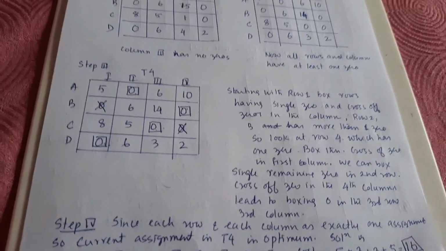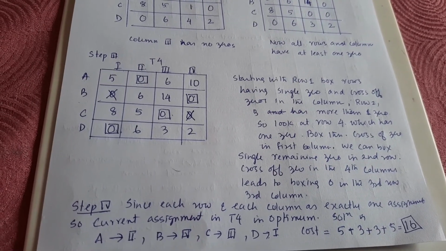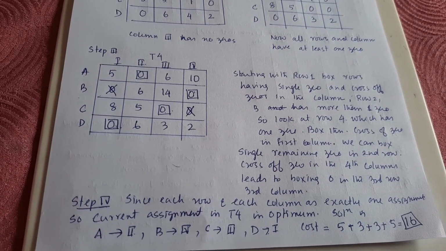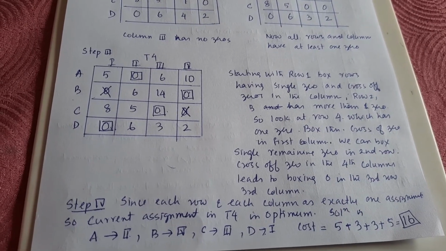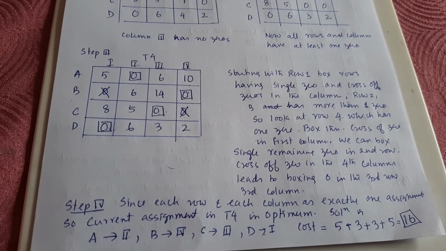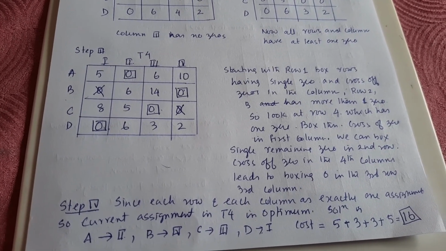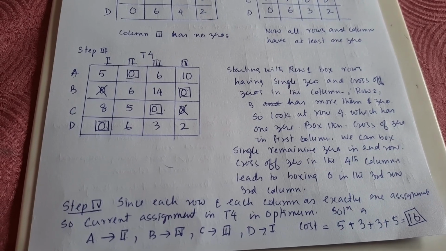Now, what will happen if you do not get the number of assignments equal to the number of rows or columns, the order of the matrix? That means some of the jobs will not be assigned to any operator. So, how can we solve this problem? We will do that in the next video.